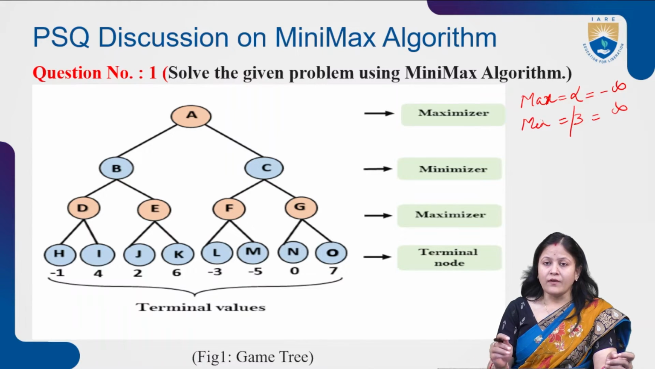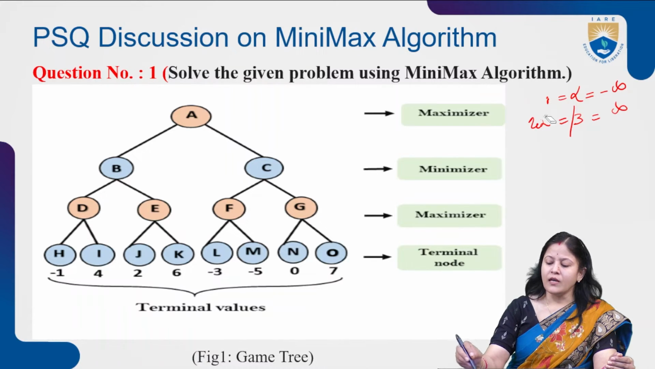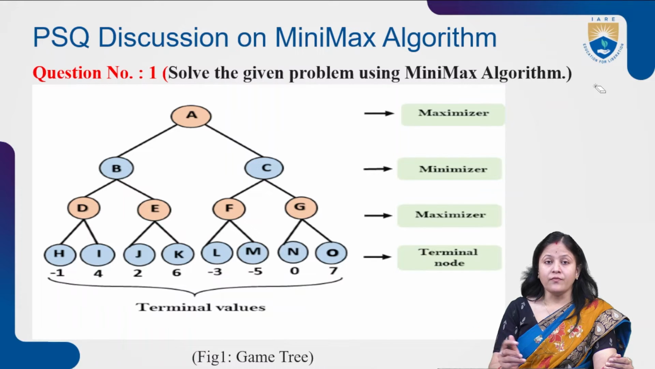Whenever we explore the max player layer, we have to compare with minus infinity, and whenever we explore the min player layer, we have to compare with plus infinity. Now let us find out the values of D, E, F, G, because all the terminal node values are given. All D, E, F, G, these four nodes are present in which layer? They are present in the max layer.